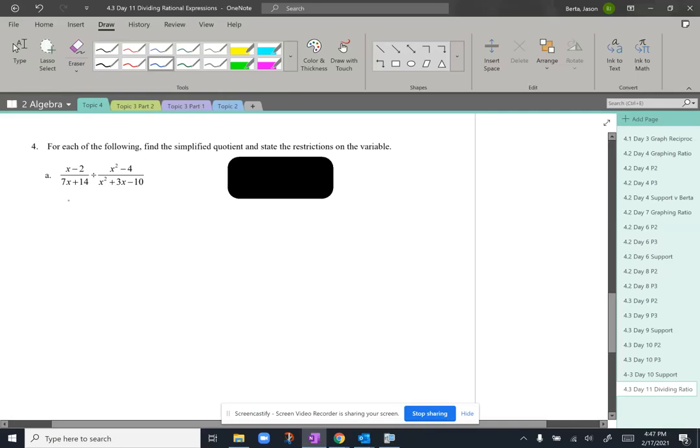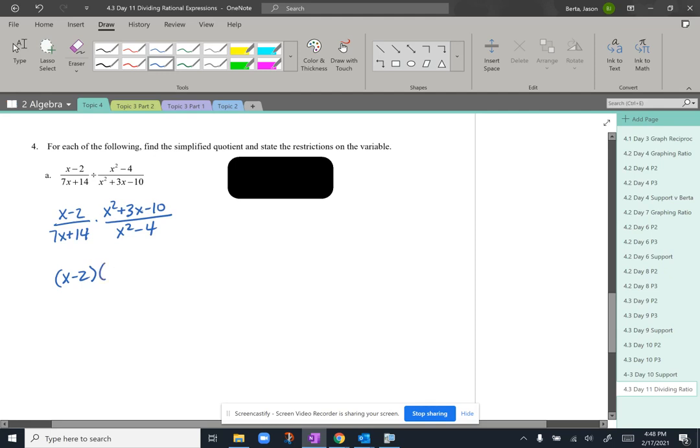Here's problem 4a. First, I'm going to rewrite it. So I'm turning it into a multiplication problem by taking the reciprocal of that second term. Once I do that, I'm going to go ahead and start factoring the numerator. X minus 2, can't do anything to further factor that.